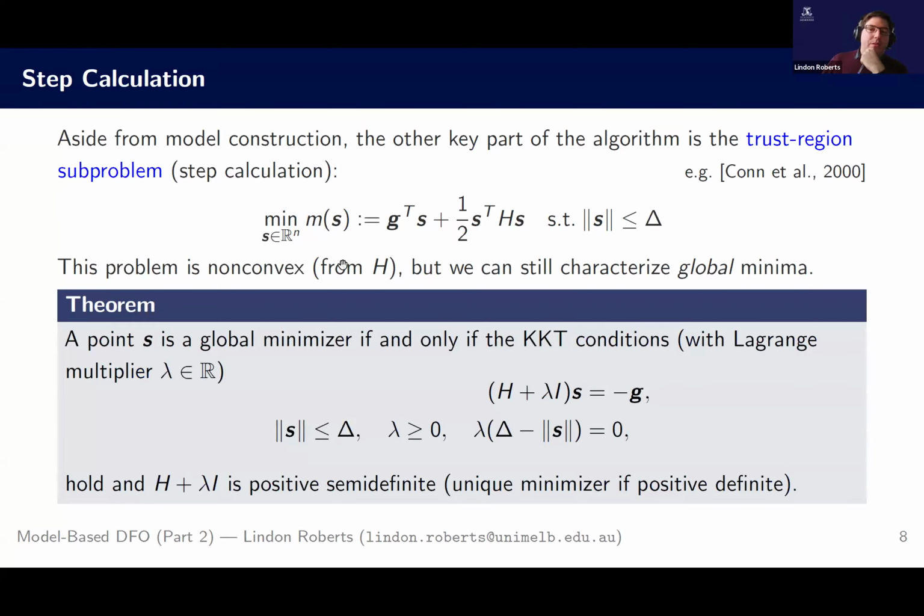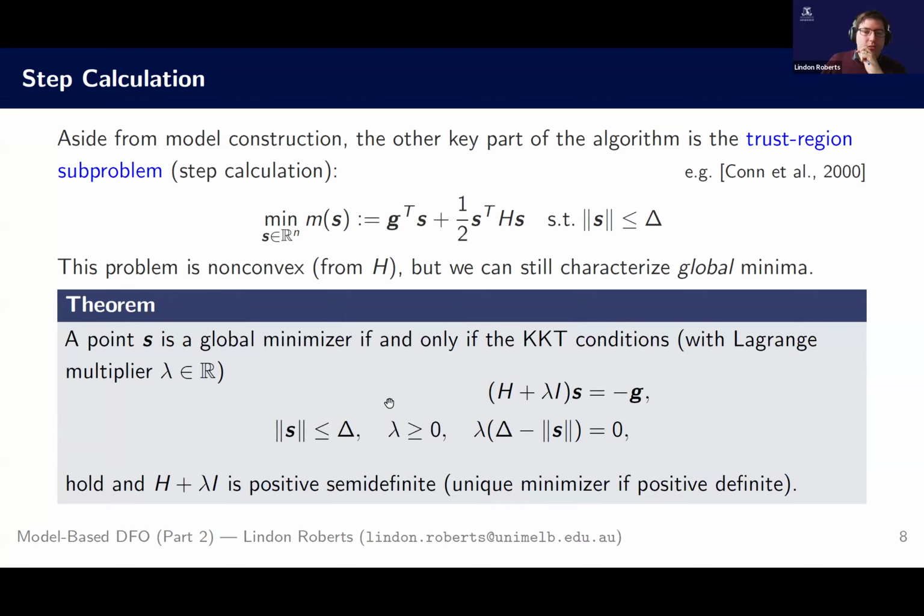And so the theorem that you get, and there's a great textbook here that has a proof of this, you get an if and only if condition for a point being the global minimizer. And the two things that you need are that we have the KKT conditions being satisfied. So there's going to be a Lagrange multiplier lambda associated with our constraint. You normally write it by squaring both sides. And you need the Lagrangian to be stationary, which boils down to the step solving this particular linear system.